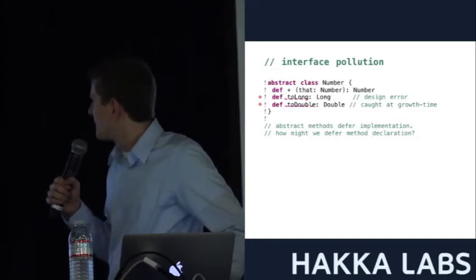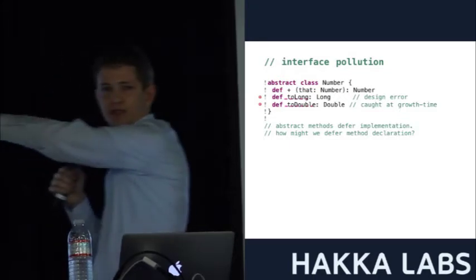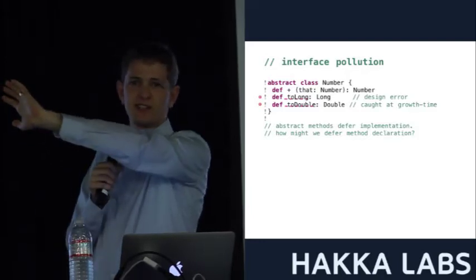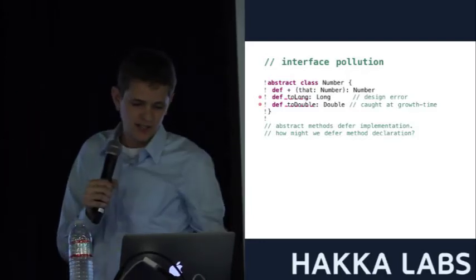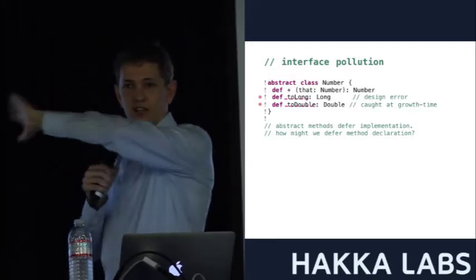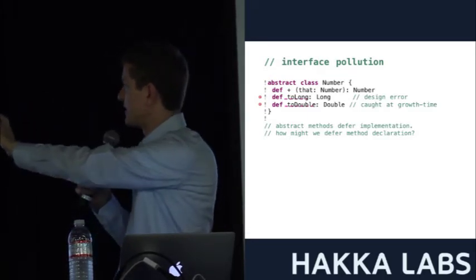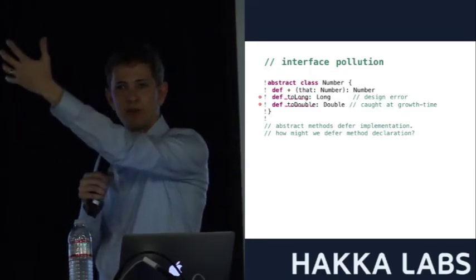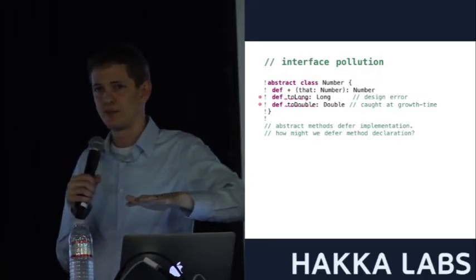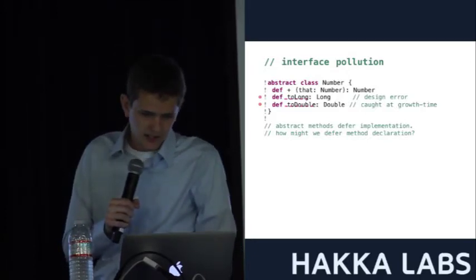So what we really want here is to defer. Abstract methods defer an implementation, right? Say, hey, I'm gonna declare that these methods exist, but I'm not gonna say what they do. What we'd really like to do, how might we actually defer the declaration itself? Ultimately, maybe you do need a conversion to double, but do you need that everywhere? Can you defer that declaration to just the scope where it's needed without sacrificing the abstraction and sort of the general nature of the interface?